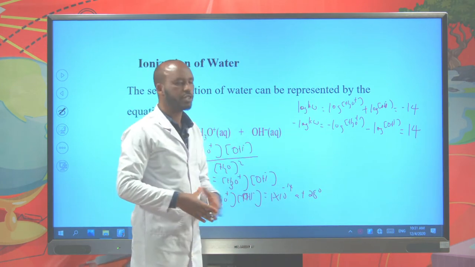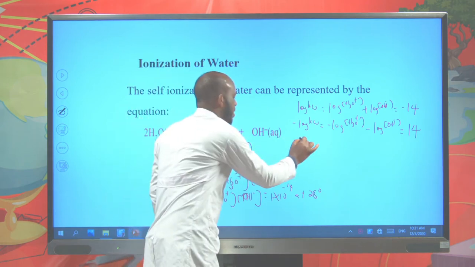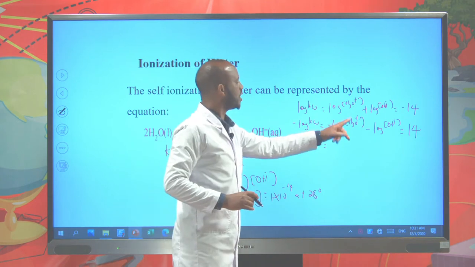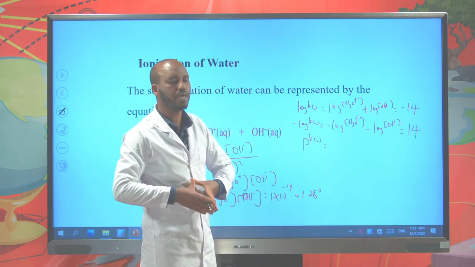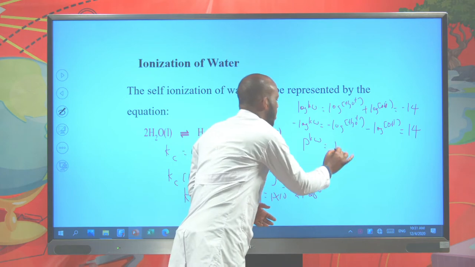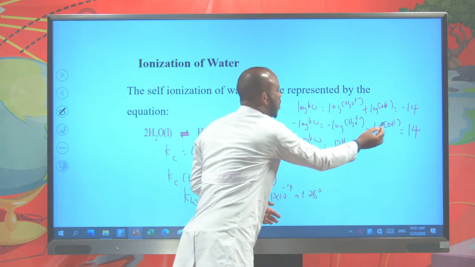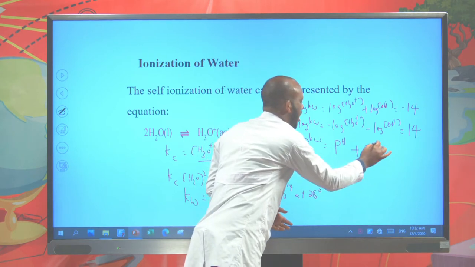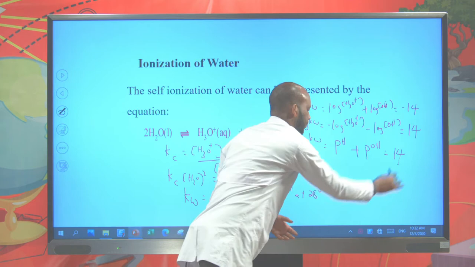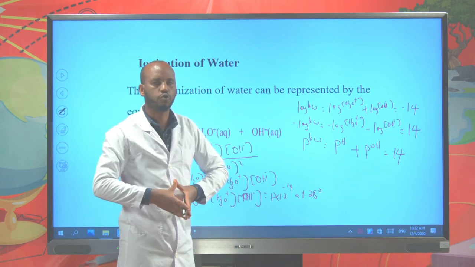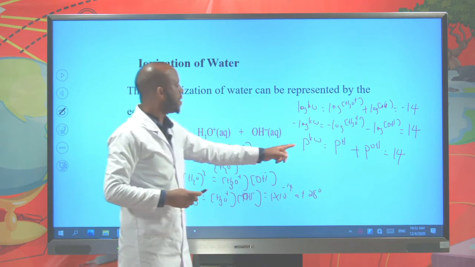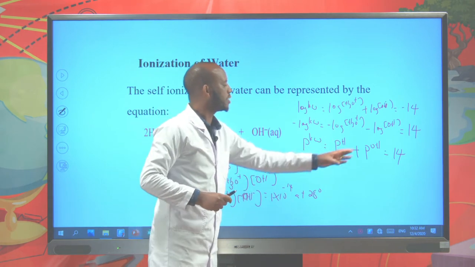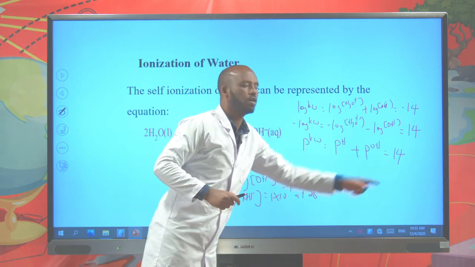Minus log K water is pK water. pK water equals minus log hydronium ion concentration, which is known as pH, minus log OH minus concentration, which is pOH, equals 14. At a temperature of 25 degrees centigrade, pK water, which is minus log of K water, equals pH plus pOH equals 14.